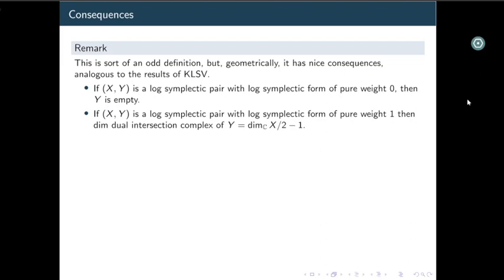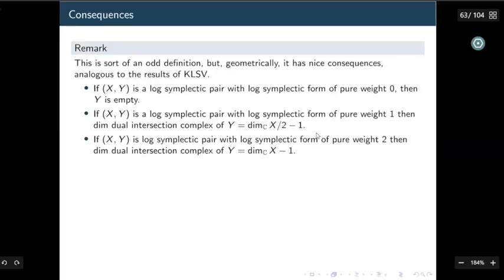Again, this corresponds to this statement in the Calabi-Yau paper that says if you have a degeneration of type 1, then the dual intersection complex of the central fiber has a specific dimension. And similarly, for type 2, you can determine the dimension of the dual intersection complex in terms of the pure weight as well. So this is, again, corresponding to the KLSV theorem.